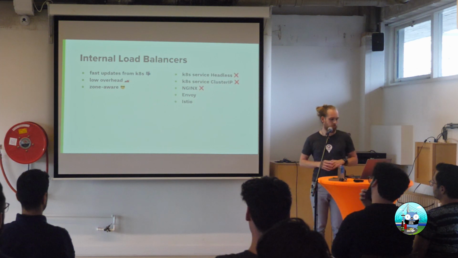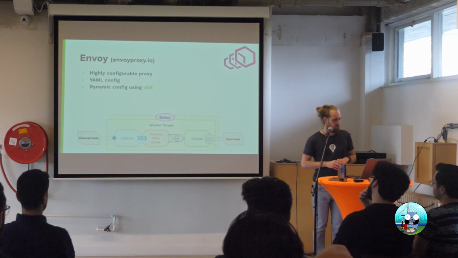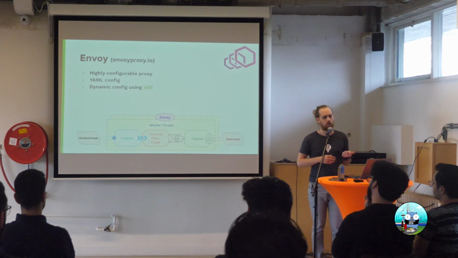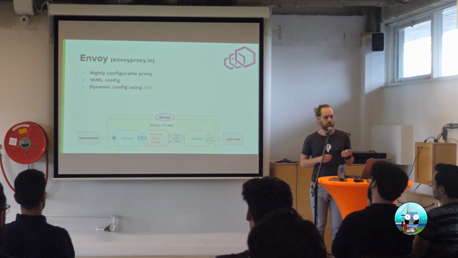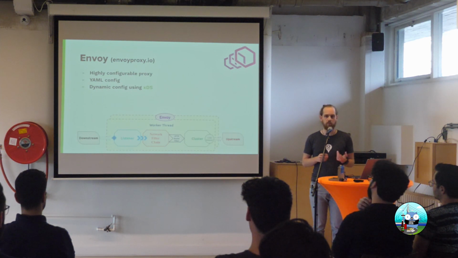Istio was a little bit too complex for us, so we wanted to go with Envoy, and I will explain a little bit what Envoy is. So Envoy is a proxy, just like Nginx, but it's highly configurable. There are a lot of options in the YAML configuration. You have a lot of plugins. You have even extensibility using WebAssembly nowadays. So you can basically write anything, it's Turing complete now.